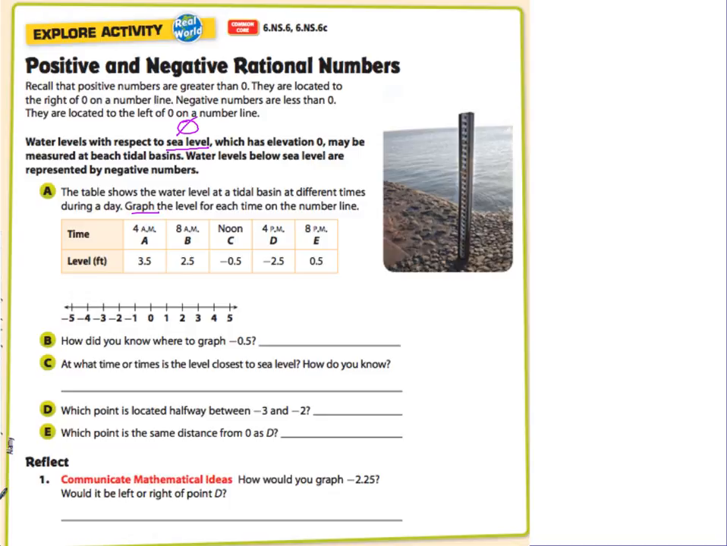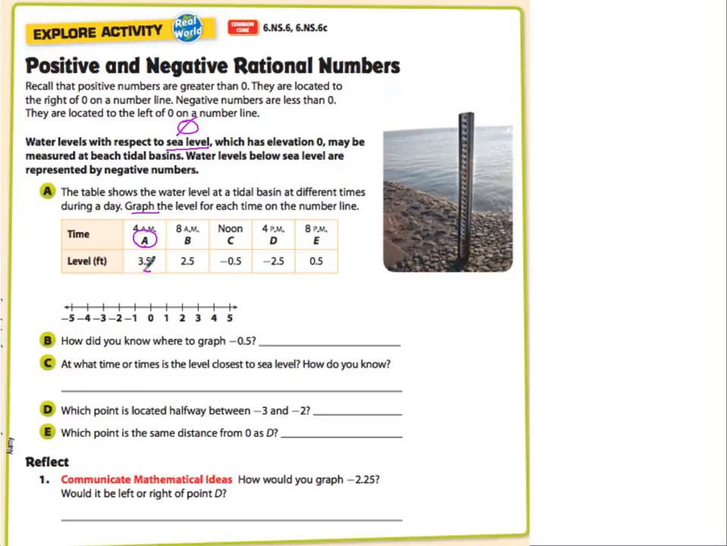Okay, so in this case at 4 a.m., so that's going to be listed as A, at 4 a.m. it was 3.5 feet. Well, since it's positive, I know that that's above sea level. Now it's 3.5 feet. Notice my number line doesn't have halves on it. So I have to think, okay, well, half is halfway between 0 and 1. So when I get to 1, 1.5 would be halfway between 1 and 2.